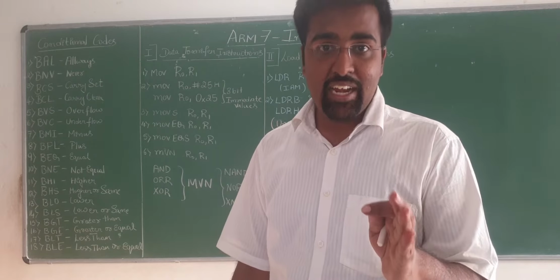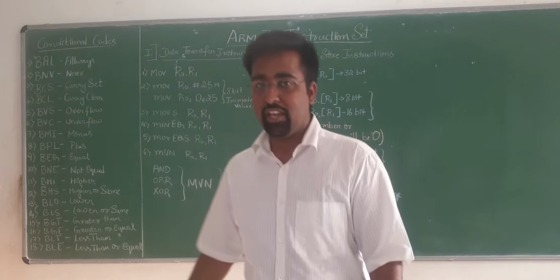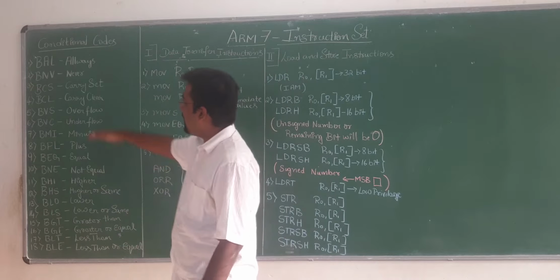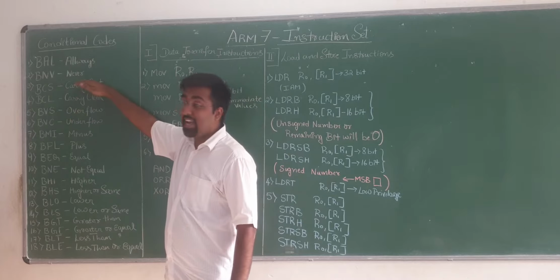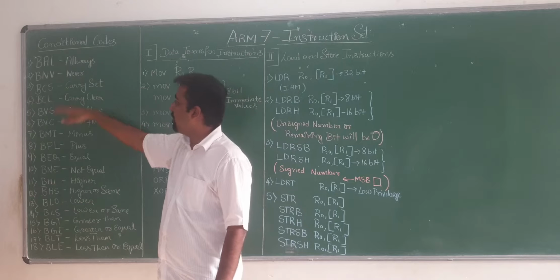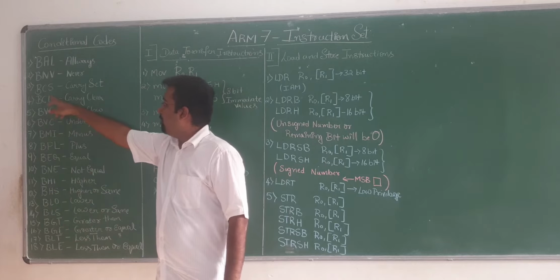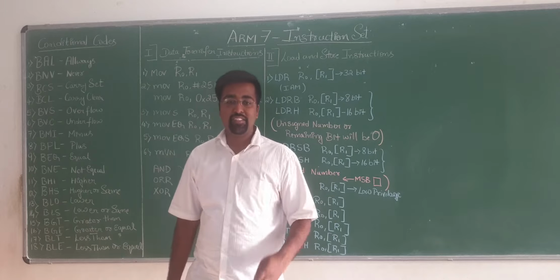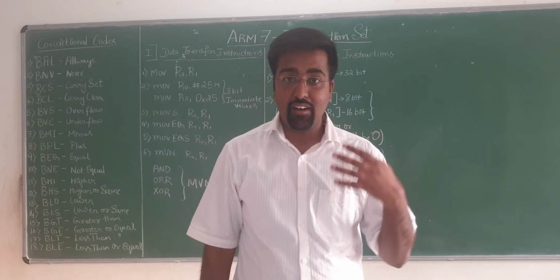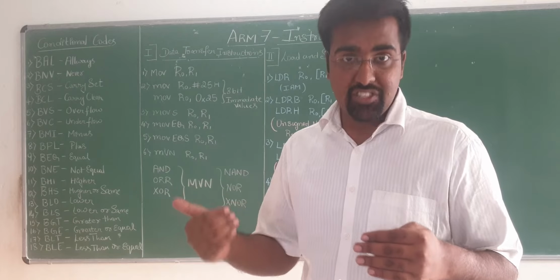I'll read out and name the instructions, so please bear with me and listen. BAL is branch if always. BNV is branch if never. BCS is branch if carry set. It means that if the previous instruction generates a carry, branch to that particular instruction.